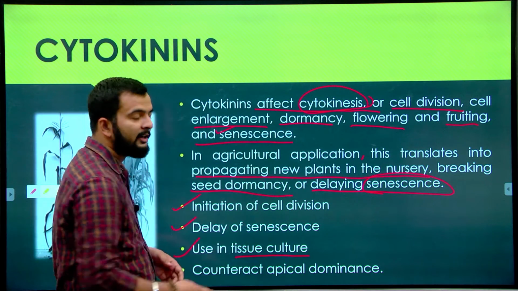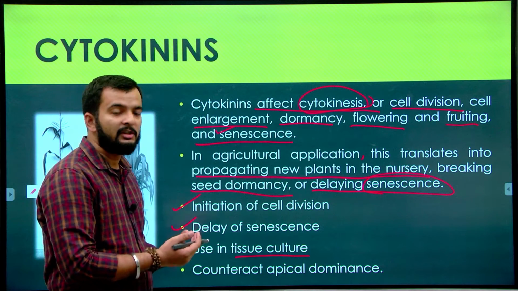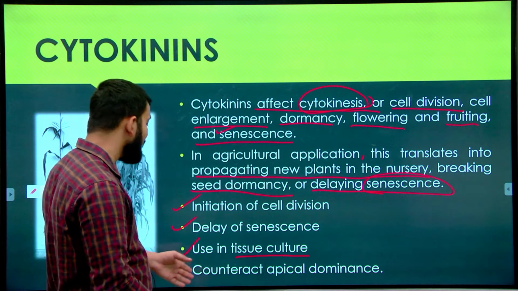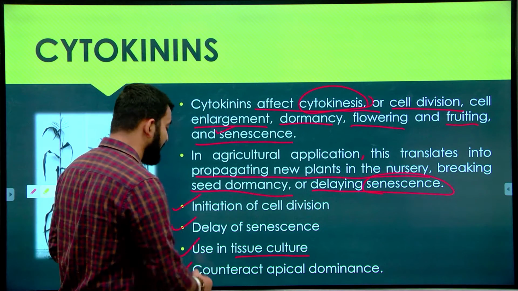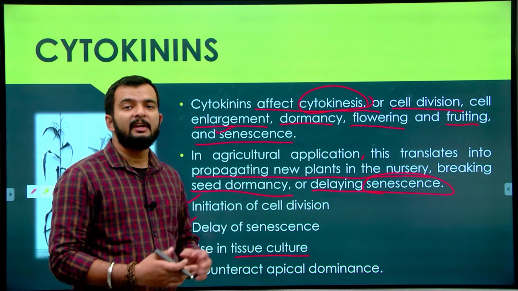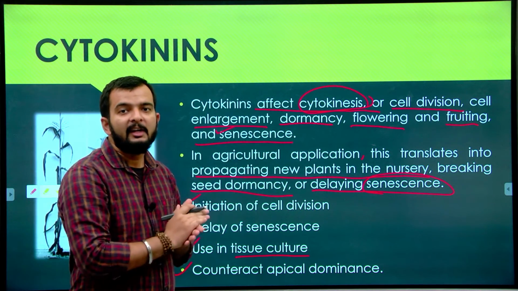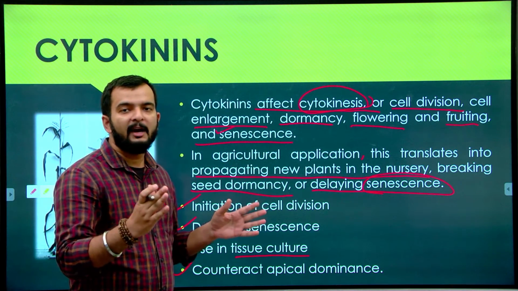Tissue culture I already told you, as it promotes cell division, so it will help in growing the tissue faster. It counteracts apical dominance. See, in apical dominance we studied that there will be a main stem which will grow upward, and there will be no branching of the plant taking place.